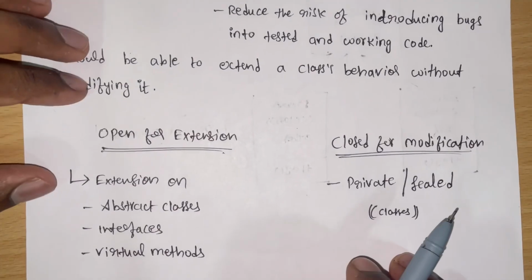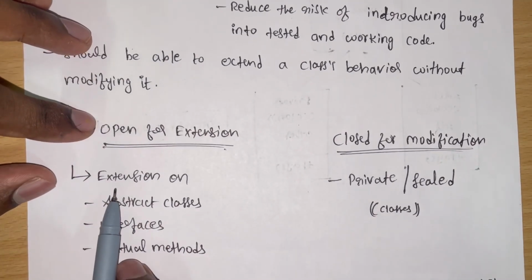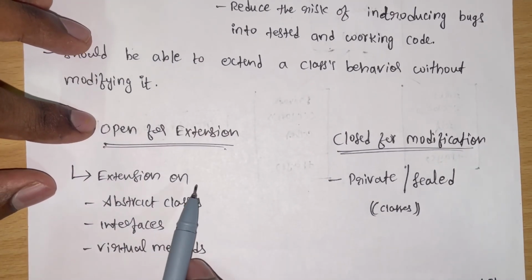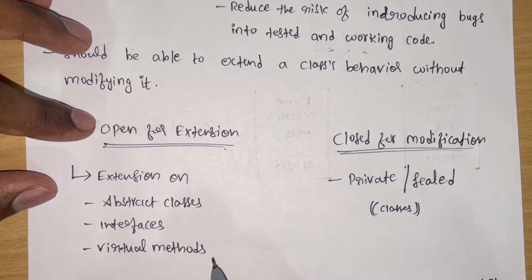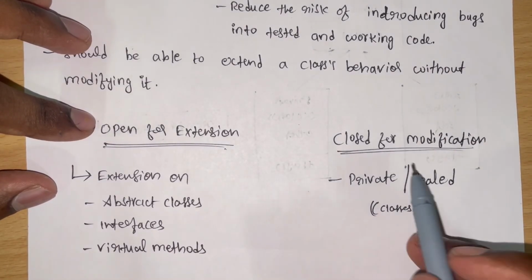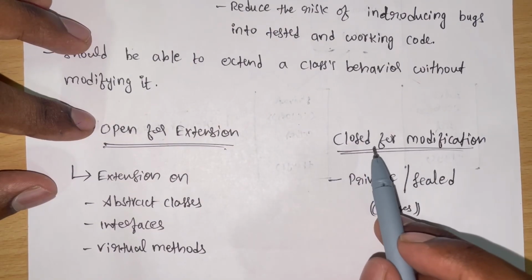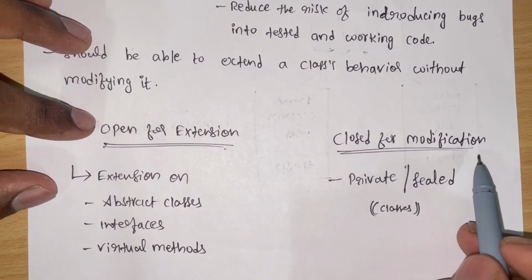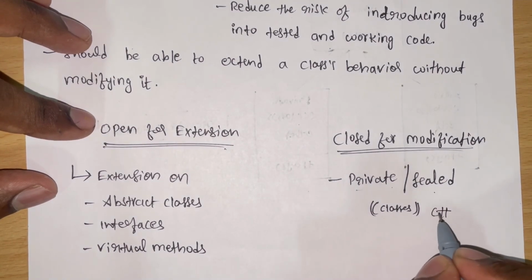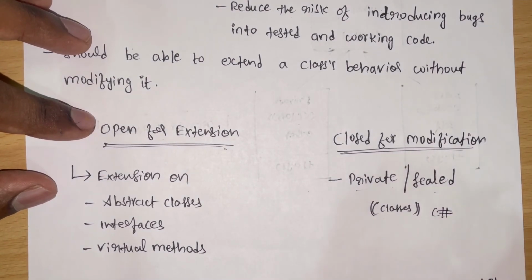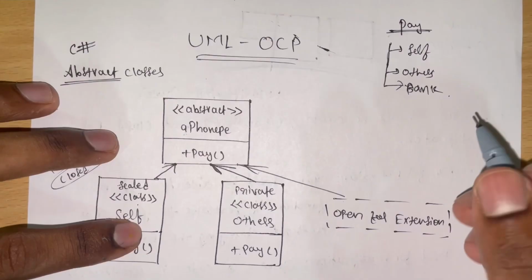Open for extension we can do on three extension points, which are abstract classes, interfaces, as well as virtual methods. We close a class for modification using private and sealed classes in C#. Whatever examples we consider will be explained in C#.